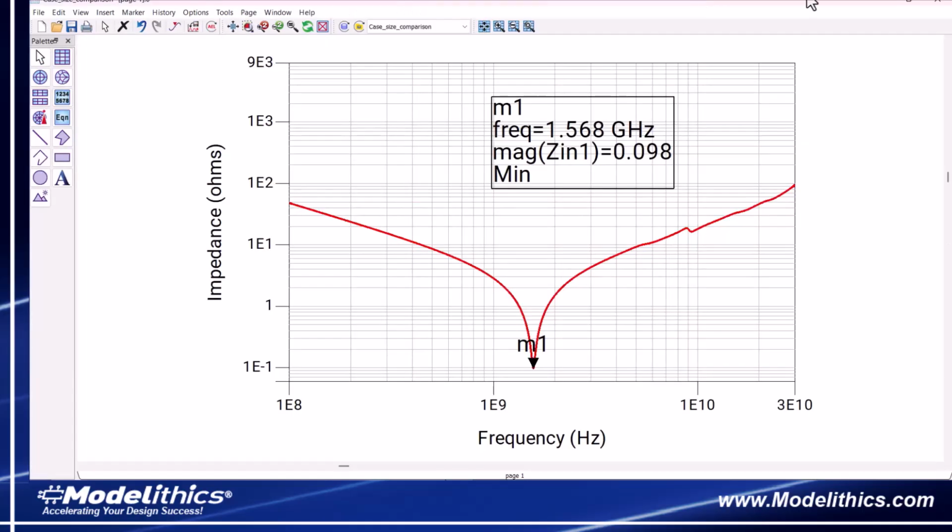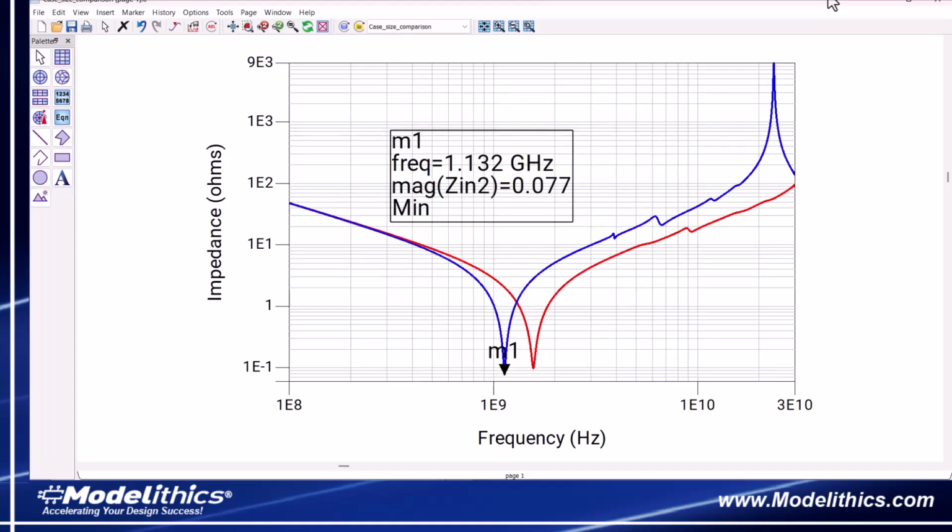This is the simulated impedance of the 0201 size CBR02 capacitor. Remember, this one is the smallest of the 3. We see a self-resonant frequency of 1.568 GHz. Now, this blue trace represents the simulated impedance of the 0402 size CBR04 capacitor. This one exhibits a lower self-resonant frequency of 1.132 GHz.